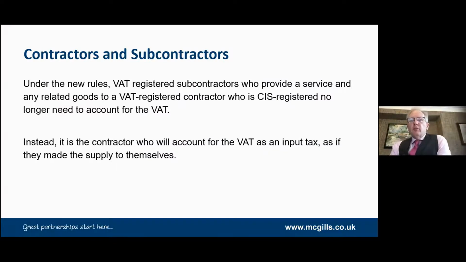Under the new rules, VAT registered subcontractors who provide a service and any related goods to a VAT registered contractor who is CIS registered will no longer need to account for the VAT. Instead, it's the contractor who will account for the VAT as both output tax and input tax, as if they've made the supply to themselves.